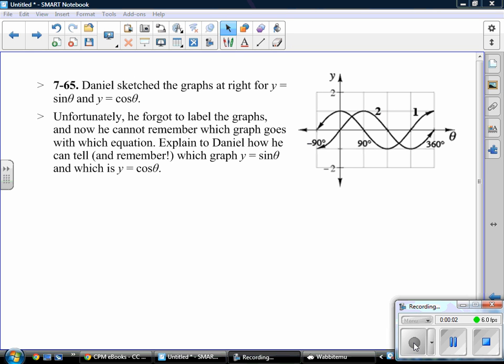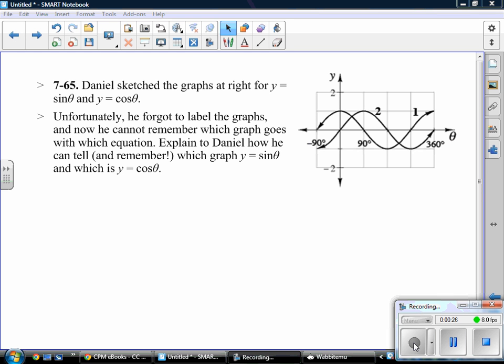This is problem 7-65 from section 7.1.4. Daniel sketched the graphs at right for y equals sine of theta and y equals cosine of theta. Unfortunately, he forgot to label the graphs, and now he cannot remember which graph goes with which equation. Explain to Daniel how he can tell and remember which graph is y equals sine of theta and which graph is cosine of theta.